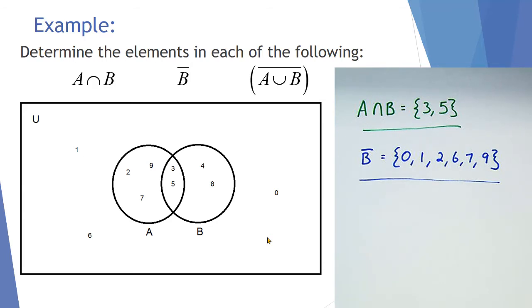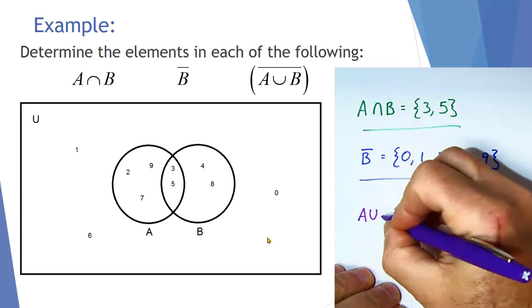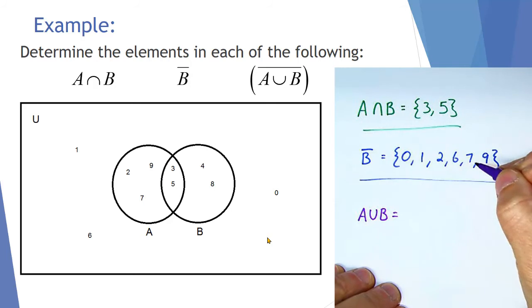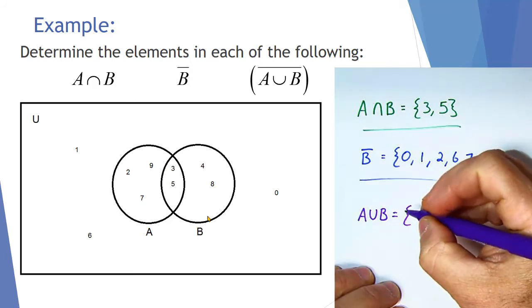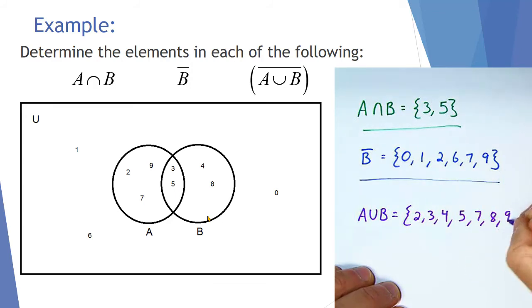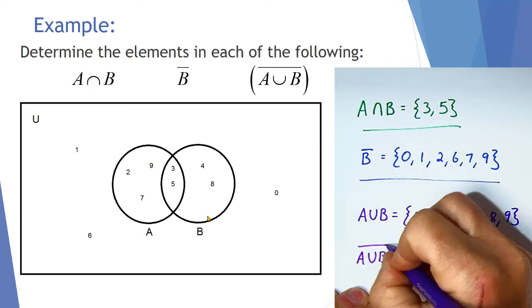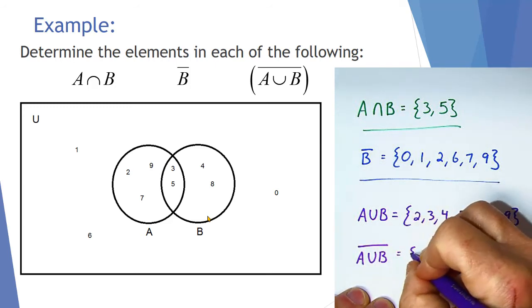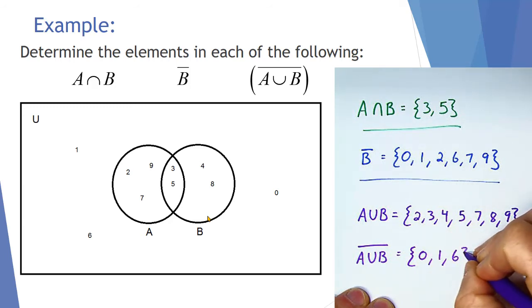And our last one, we want to find the complement of A union B. Well, let's start by finding A union B, and then we'll find its complement. So A union B will consist of all the elements that are inside of A or B combined. Putting those in order, we have 2, 3, 4, 5, 7, 8, and 9. But we want the complement of that. We want everything in the universe except those numbers, and so we would say the complement of A union B is everything outside of A union B, and we can see that those are 0, 1, and 6.